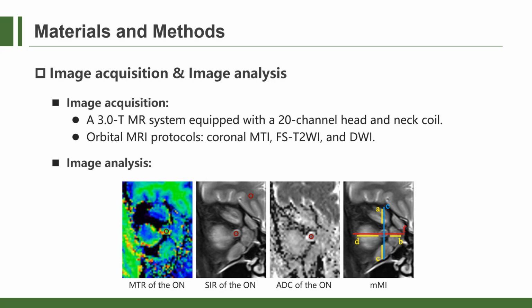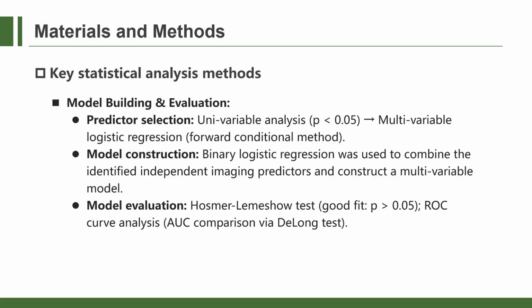MRI examinations were performed using a 3T MRI system. The orbital MRI protocols included coronal MTI, FST2WI, and DWI. All quantitative parameters were measured in eye units, including MTR, SIR, ADC of the ON and the MMI. All statistical analyses were performed using the SPSS software and the MedCalc. I won't elaborate on the conventional statistical method, but will explain the key statistical methods in detail.